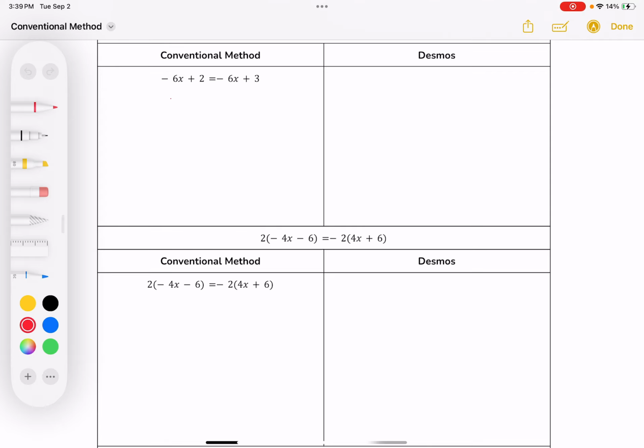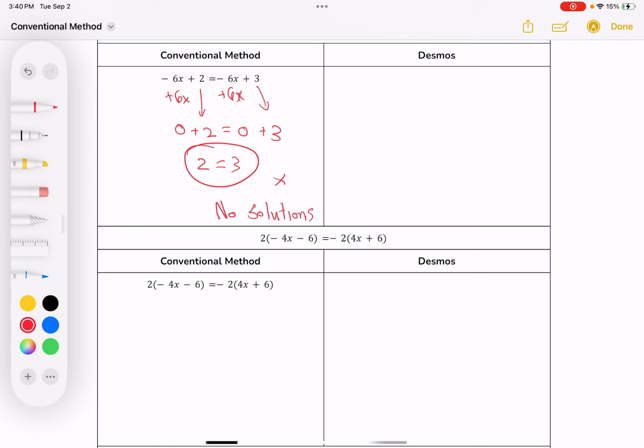So we have negative 6x plus 2 equals negative 6x plus 3. Let's start by adding 6x to both sides. Why? I want to get all my x's on the same side. Well, as we can already see, that equals 0 plus 2, don't forget your 2, equals 0 plus 3, don't forget your 3, which would mean that 2 equals 3. We're done. Our variables cancel, okay? And does 2 equal 3? No. So that means no solutions.